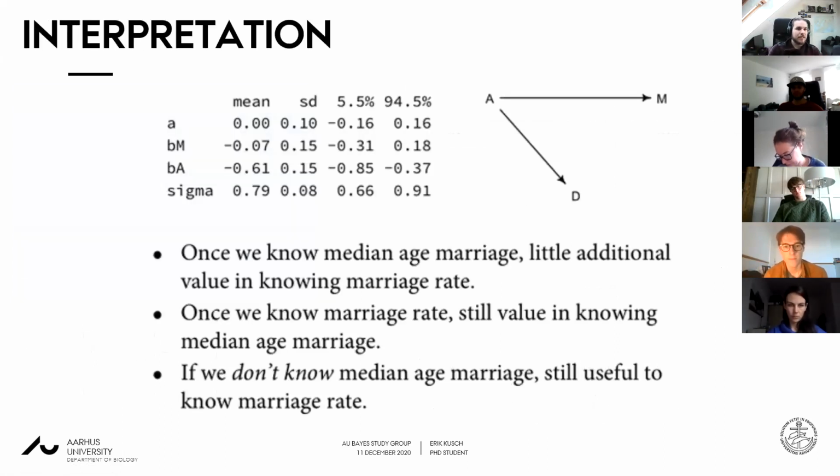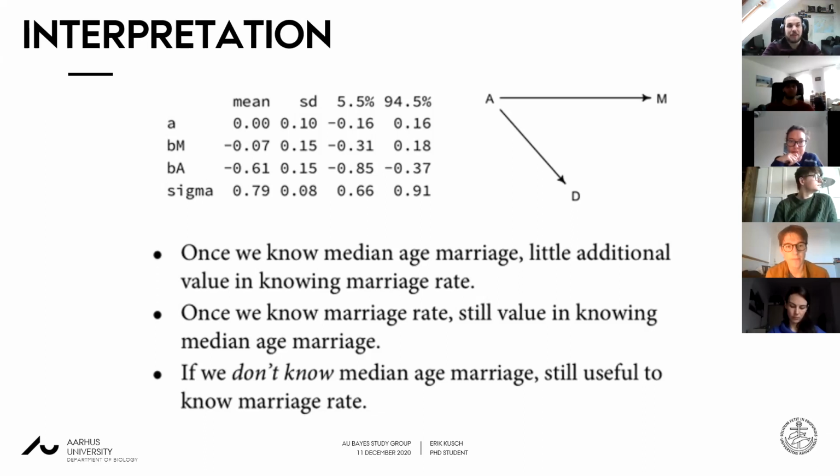So then we can step into interpretation. And here again, we have our DAG. This is just shamelessly copied from the lecture because it got late in the evening when I went through this. Once we know the median age of marriage, we really don't get a lot of additional information out of knowing the marriage rate. However, when we know the marriage rate, we still can get additional information by knowing the median age of marriage.